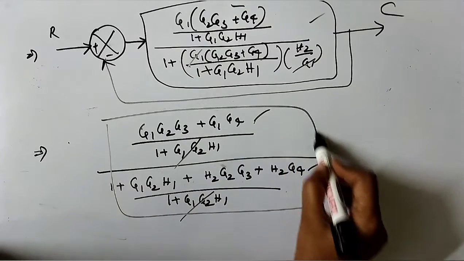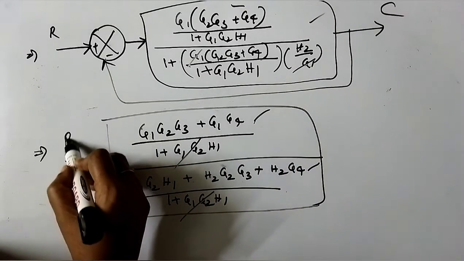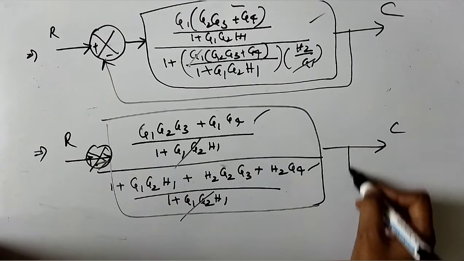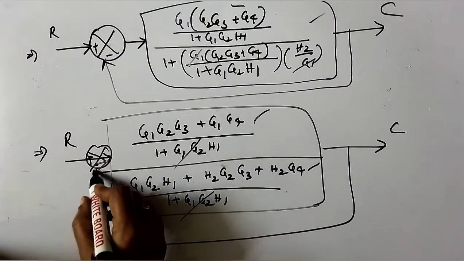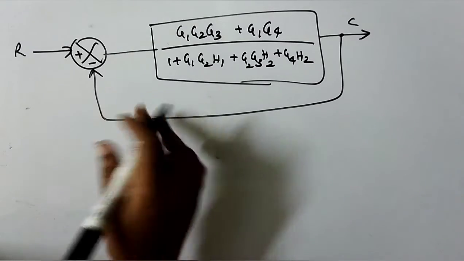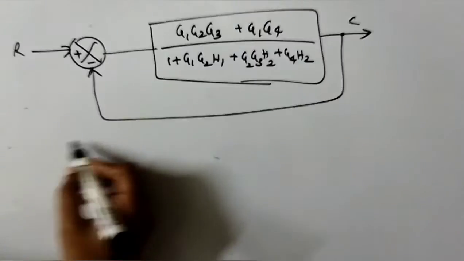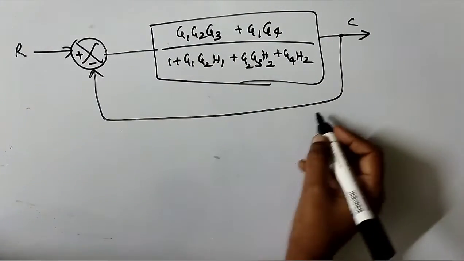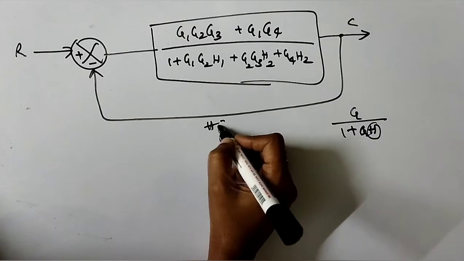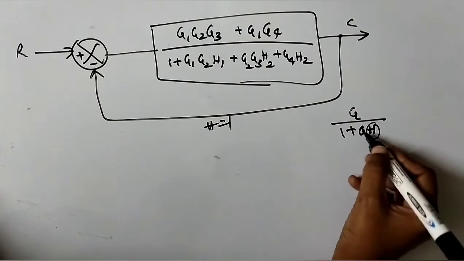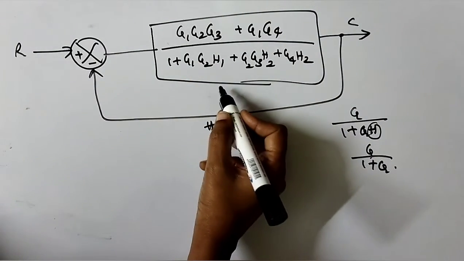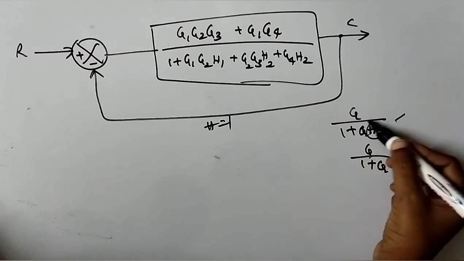Now this is the input R at the summing point with a minus, then you have an output C with a feedback. This is the final thing we've got. After simplifying that, we are supposed to eliminate this loop also. Usually it's G by 1 plus G into H, with H equal to 1 here in the feedback path, so it's G by 1 plus G.